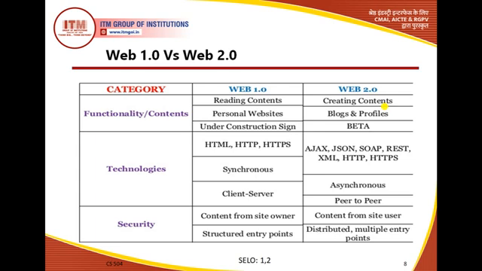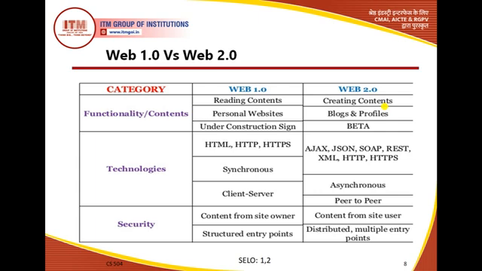Now if we talk about security, obviously the security issues are enhanced in Web 2.0 also, but the difference between both is that in Web 1.0 technology the content was released from the site owner side, whereas in Web 2.0 the content can be released from the site user side. Here the structured entry points are provided in Web 1.0 technology, whereas distributed multiple entry points are provided in Web 2.0 technology.